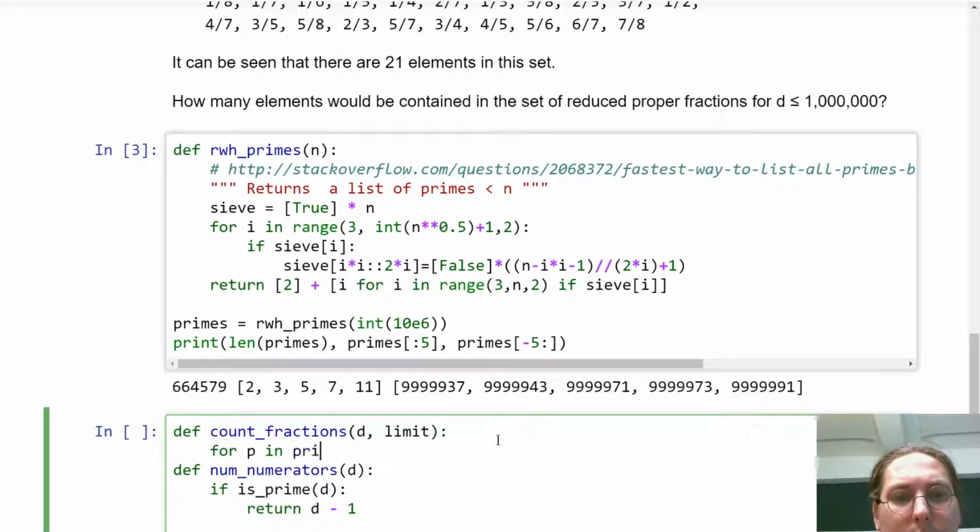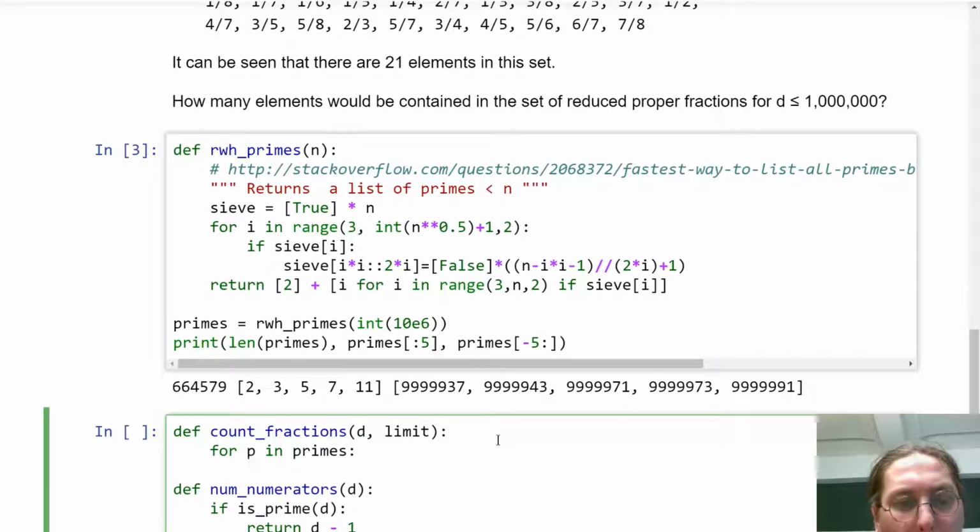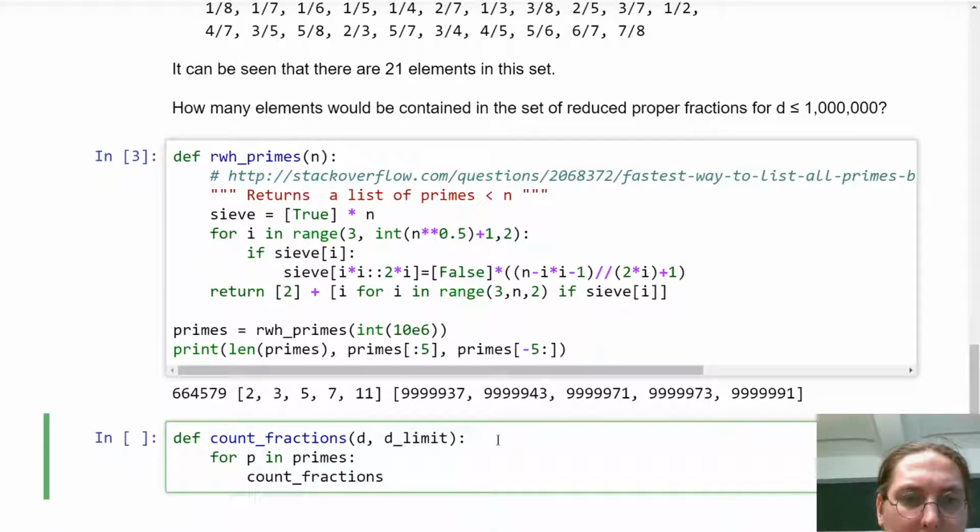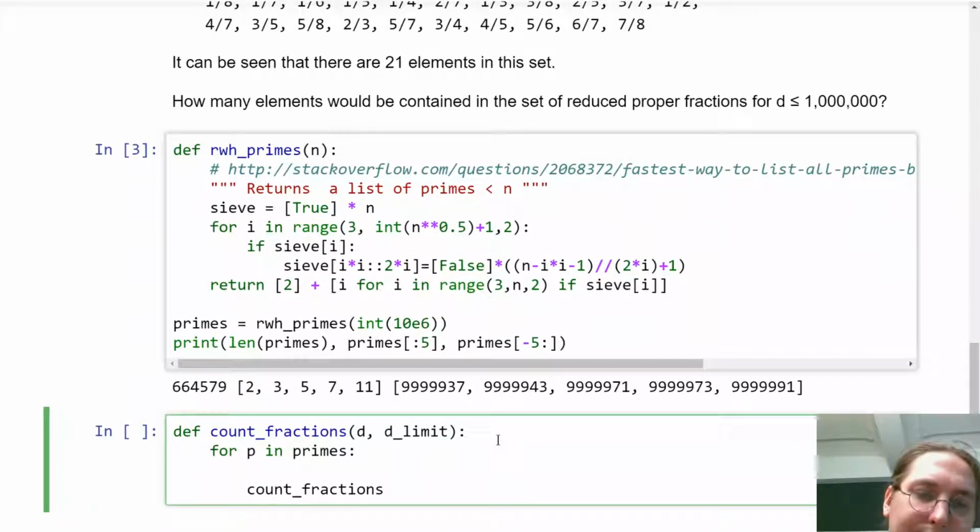What do we call that? D. D of 15 is 6. But why is it 6? I still don't get it. It is n minus 1 div primes. So that's this.